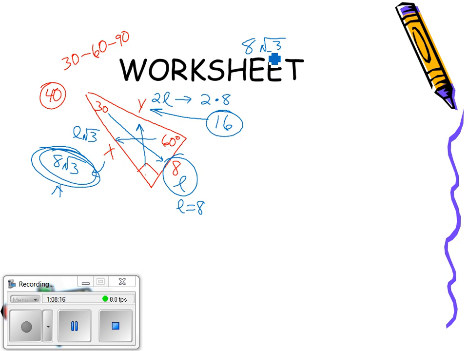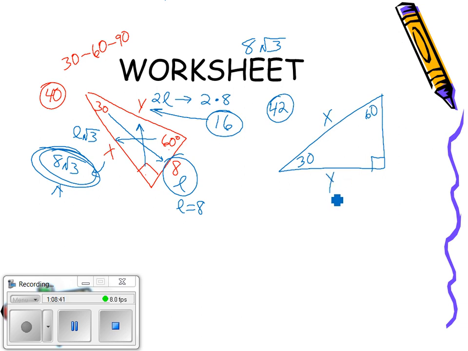Let's jump to 42. 42 tells us this angle is 30. This is a right angle, so that means this other angle has to be 60. So we got a 30, 60, 90 triangle. This is x, this is y. This is 14. I guess maybe over here on the last one I should have put: x equals 8 radical 3, y equals 16. Those were your 2 answers on that one.